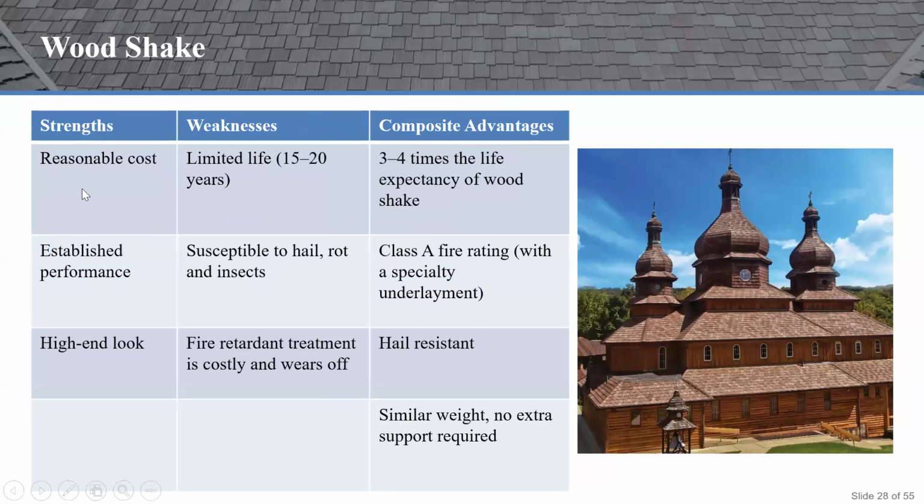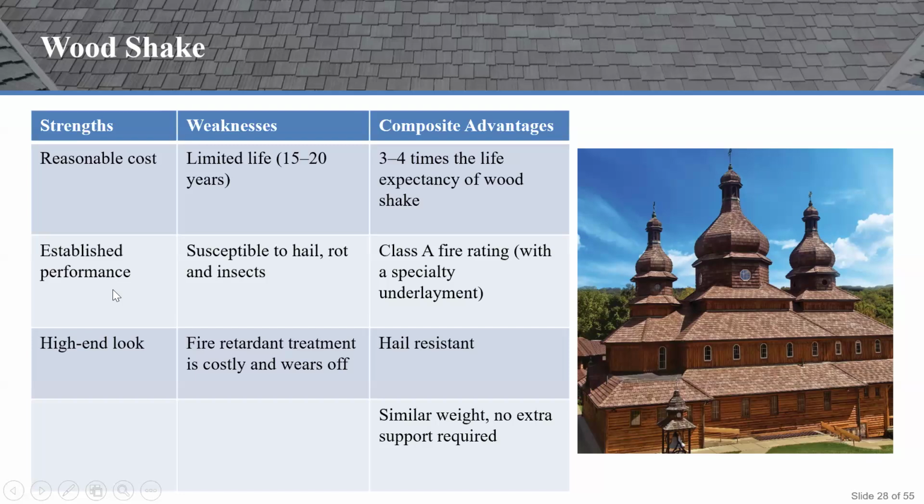Versus wood shake. I mean, wood shake has a reasonable cost for the most part. The big weakness there is the life cycle. You know, you're going to be lucky if you get 15, 20 years out of a wood roof these days. 3 to 4 times the life expectancy of wood with a composite shake. Okay. That's the big advantage there.